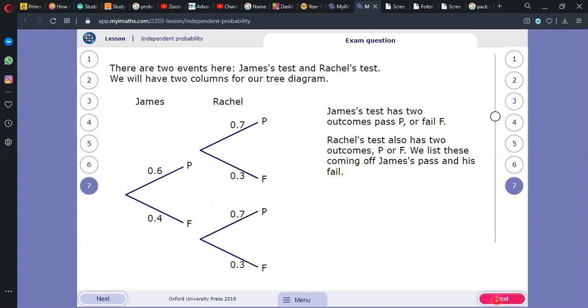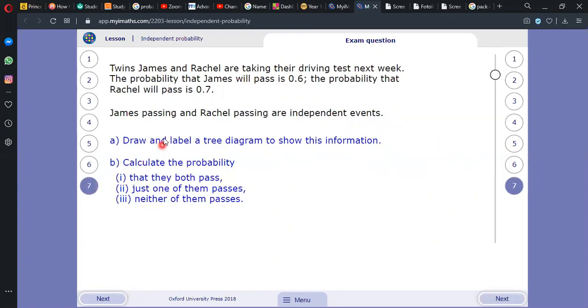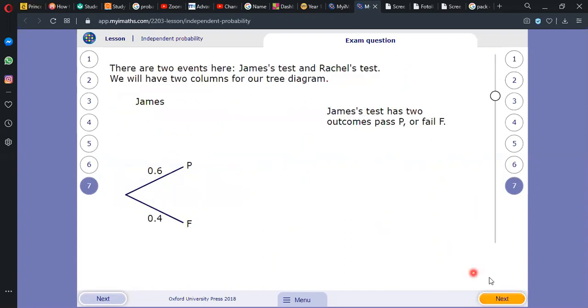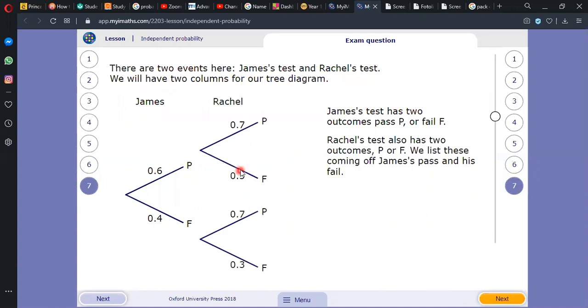The next one is to bring the other branches from Rachel. Rachel's probability of passing is 0.7. So probability of Rachel failing is going to be 1 minus 0.7, which is definitely 0.3. So we have pass, fail, 0.7, 0.3, pass, fail, 0.7, 0.3, repeated on the second branch of James. And we've learned how to do that already.